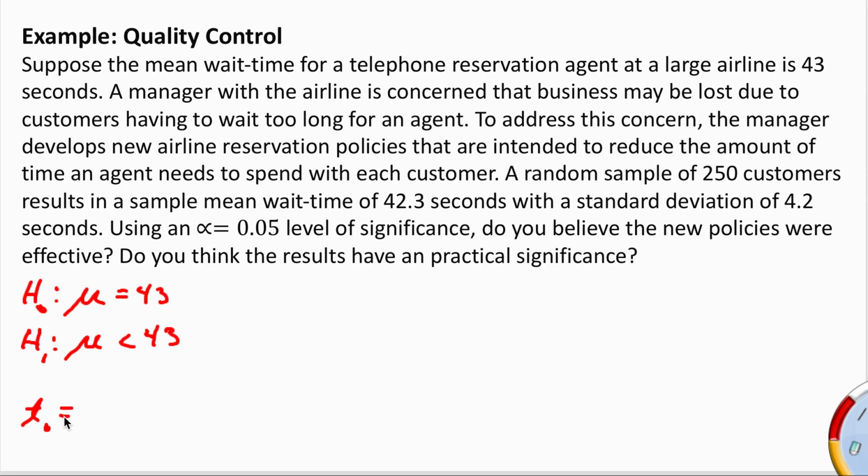Okay, we're using the student's t again. So 42.3 minus 43 over 4.2 over the square root of 250. And we get negative 2.635.